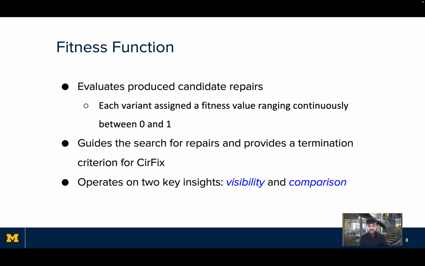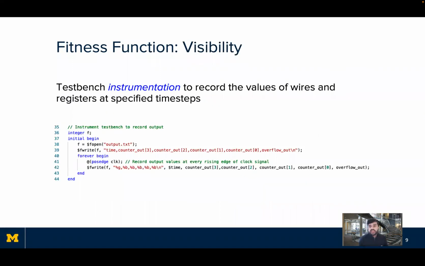Our fitness function actually operates on two key insights: visibility and comparison. Let's look at visibility in a bit more detail. What's important to note here is that the output values from a hardware test bench are usually not made visible to some external entity. For our purposes, we need a fitness function to measure how good or bad a candidate repair is based on its behavior during simulation.